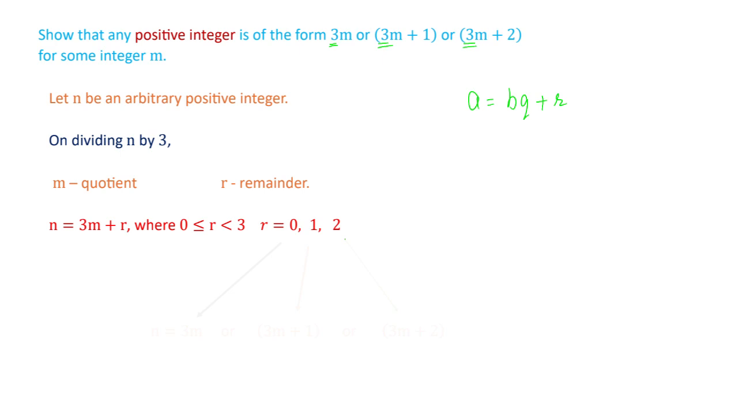Now, in the first case, when the value of r is 0, we substitute r equal to 0 in this value of n, and we obtain the value of n as 3m. When the remainder r is 1, it means the number will be of the form 3m plus 1. And when the remainder is 2, then the number n will be of the form 3m plus 2. So we have obtained that for any arbitrary positive integer n, n is one of the forms 3m, 3m plus 1 or 3m plus 2, and this is what we have to prove.